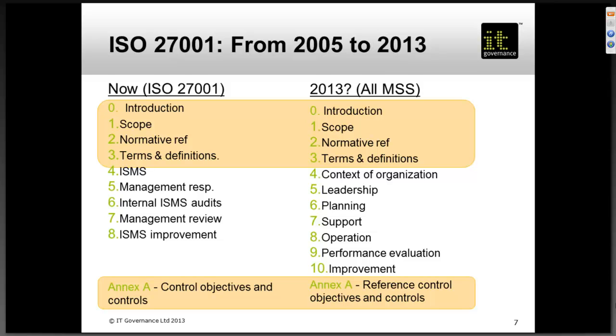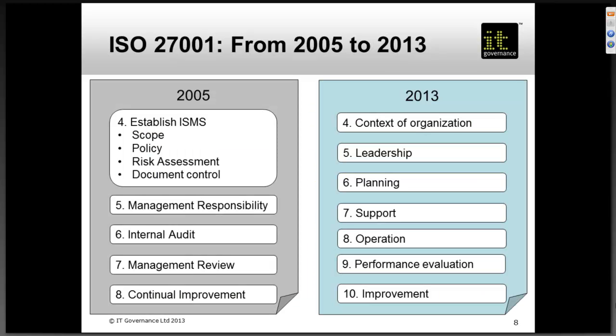And the question really is, what's the difference there? It looks significant at first pass. Well, let's look at those in a little bit more detail. So here we have a representation of the 2005 requirements on the left, section 4 to 8, and then the 2013 management system specification headings, if you want, on the right, sections 4 to 10.